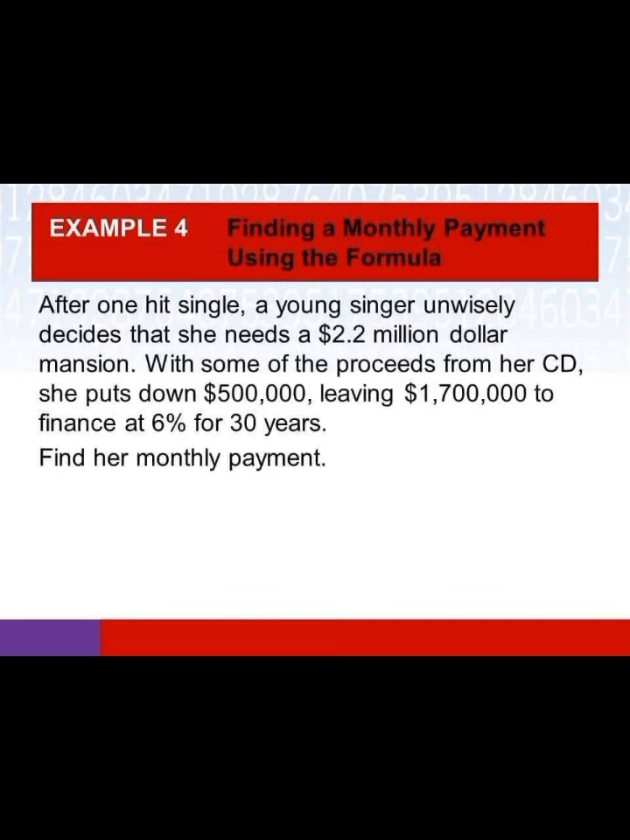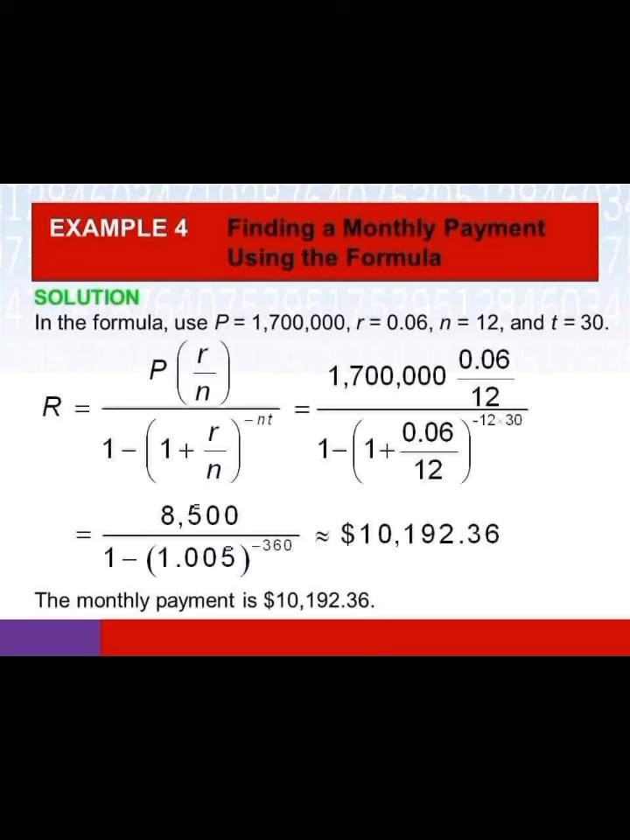So, solution. In the formula, we use P equals 1,700,000, R equals 0.06, N equals 12, and T equals 30. So the formula is PMT equals P times R over N divided by 1 minus the sum of 1 plus R over N raised to the power of negative NT. So substitution: 1,700,000 times 0.06 over 12 over 1 minus the sum of 1 plus 0.06 divided by 12 raised to the power of negative 12 times 30.